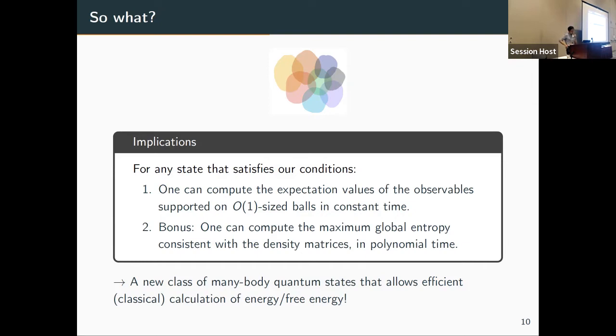This is a pretty non-trivial statement. So what this means is that, practically speaking, we have a class of many-body quantum states that allows an efficient classical calculation of energy and free energy. So it'll be interesting to see how practical this approach will be in the future.